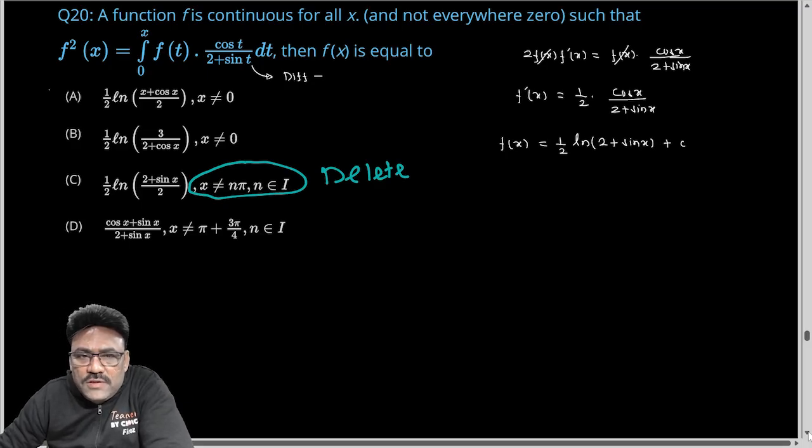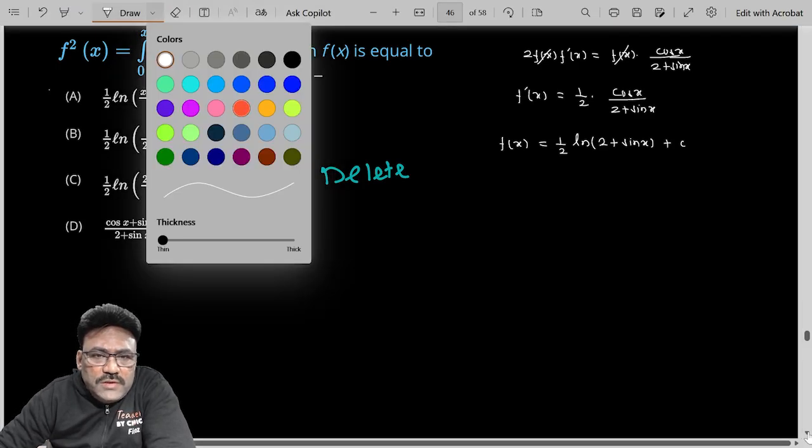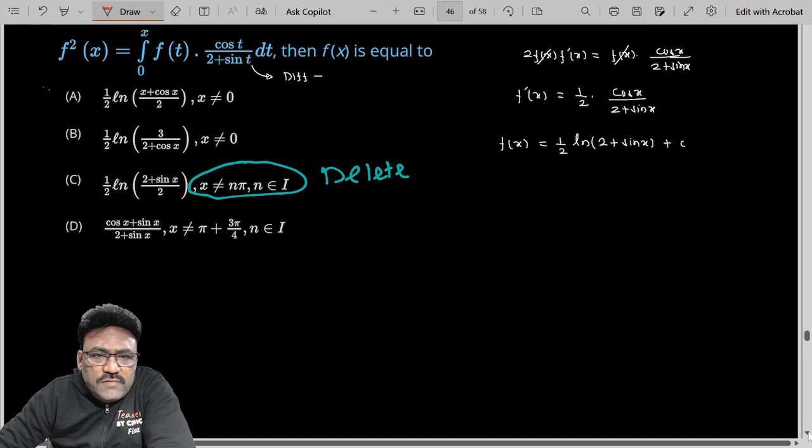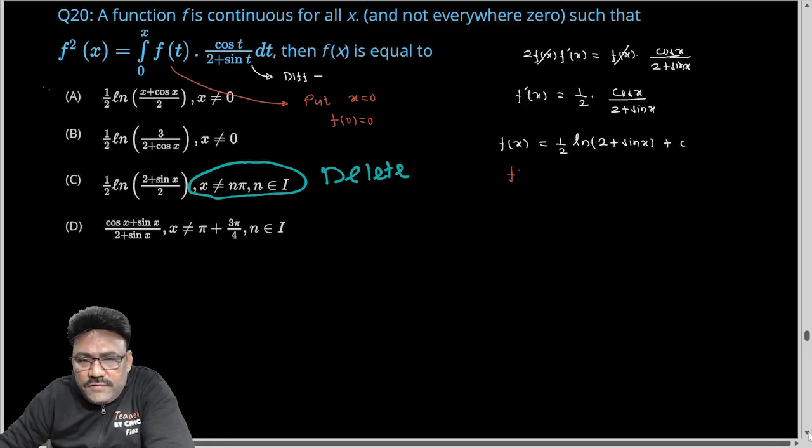Now let's find c. In the given equation, if I put x equal to 0 here, f(0) will be 0. So let's find f(0) from here. f(0) is half ln 2 plus c, and f(0) is 0. So c is minus half ln 2.